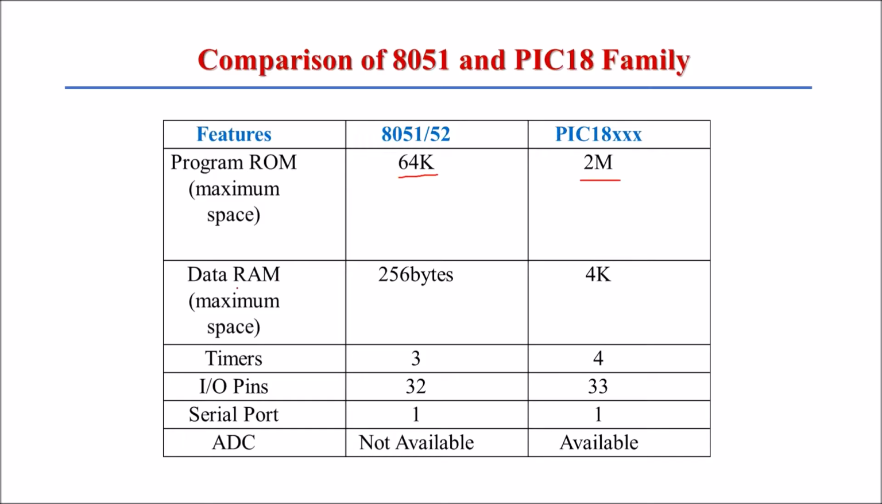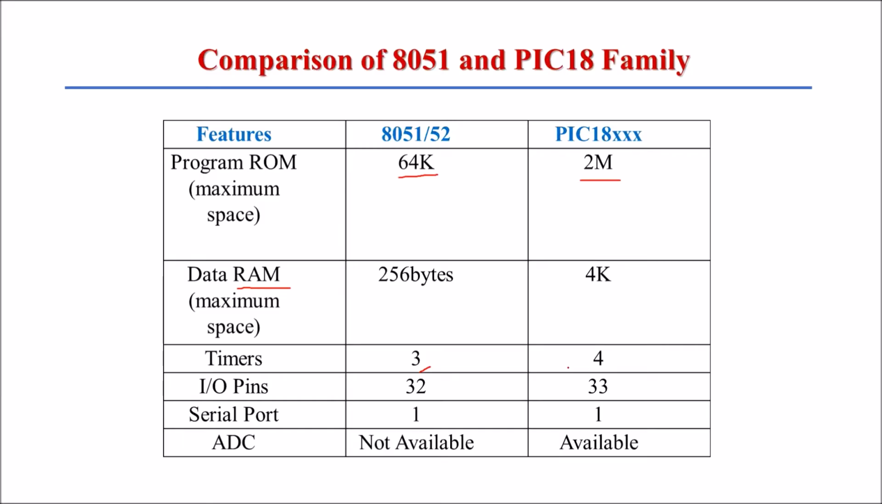The RAM memory which we are using to store data is a maximum of 256 bytes in 8051, but it is 4 kilobytes in PIC 18 microcontroller. There are 3 timers in 8051, so if we consider 8052, then we'll get 3 timers. In PIC microcontroller, the timers are 4.